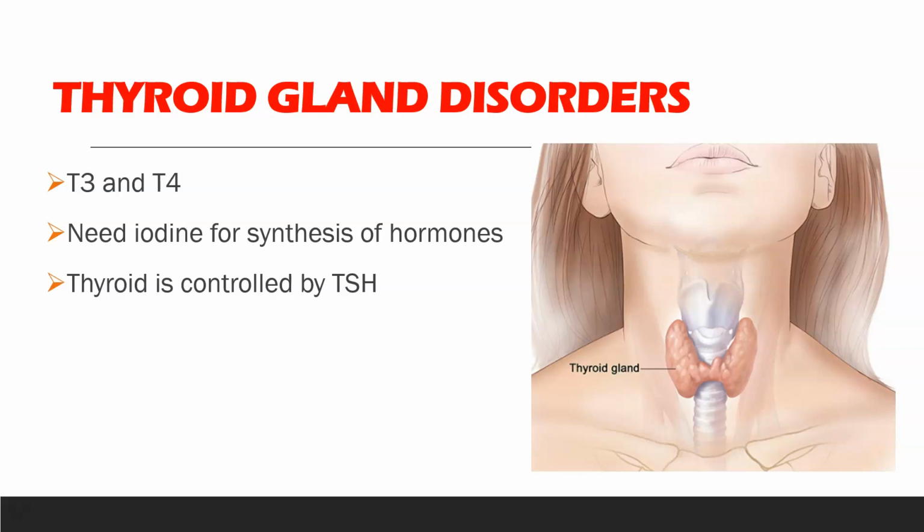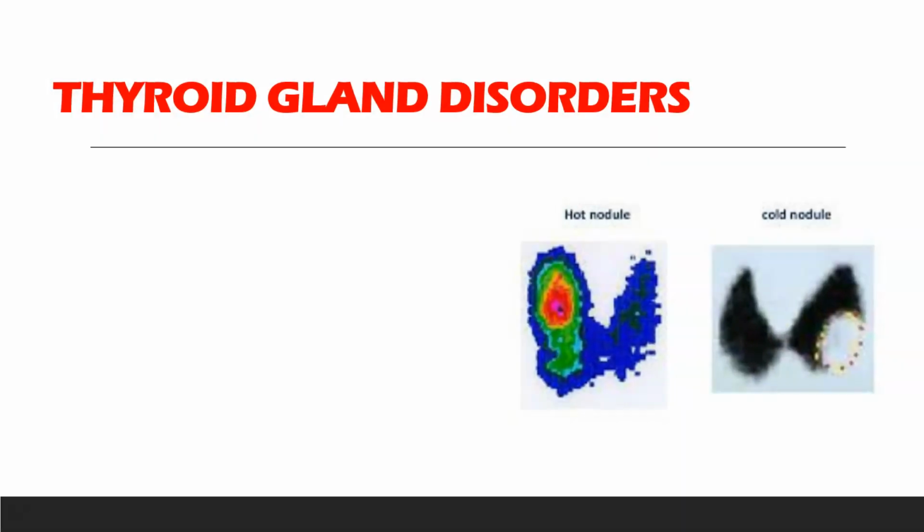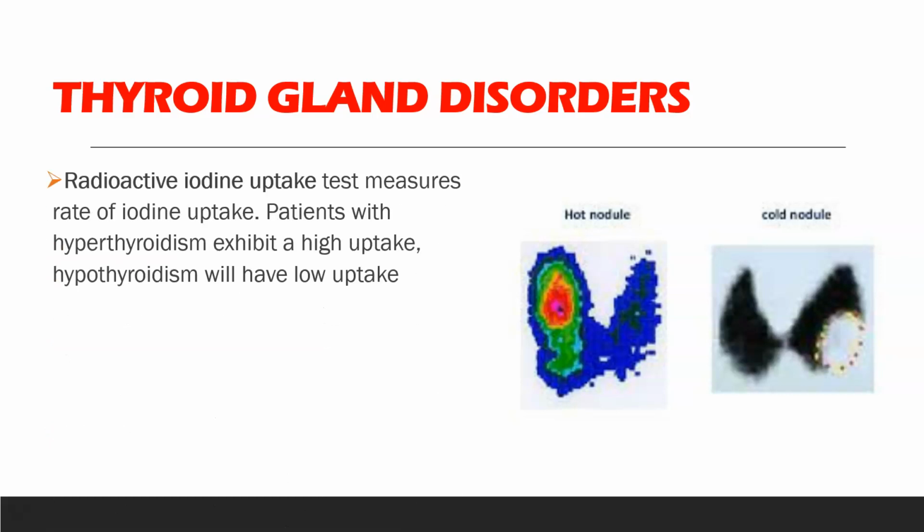Your T3 and T4 are very much responsible for your cellular metabolism, your brain development, normal growth, and whatever metabolism that affects the organs of the body. So it's basically metabolism equals thyroid hormones. And yes, your T3 is 5 times as potent as your T4. Well, that's just for your FYI. Now, let's move on to the discussion of your thyroid gland disorders.